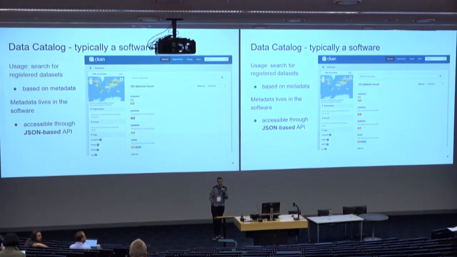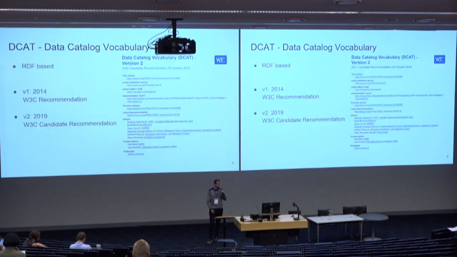Now, when I say data catalog, people typically imagine software like this, where users come to search for datasets based on metadata. And with some of those solutions, unfortunately, the metadata lives inside of that software and is only accessible through a proprietary JSON-based API, for instance.